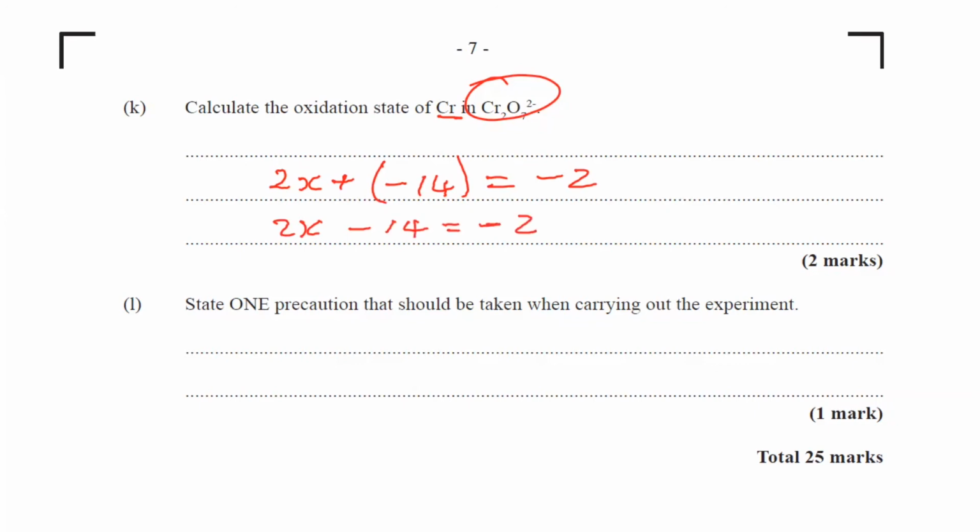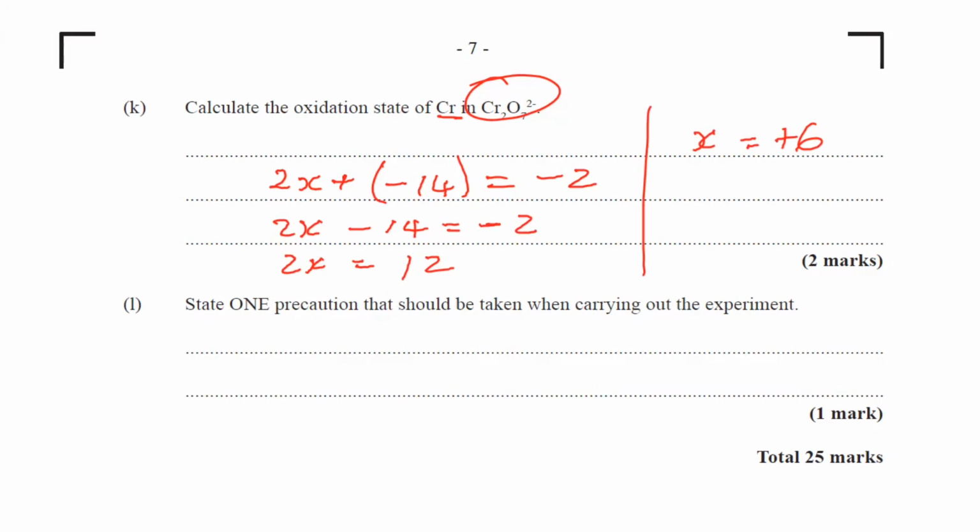So we're going to put all the like terms together, and when we do that, we add 14 to both sides. When we add 14 to both sides, we end up with 2x equal to -2 plus 14 on the right side, which gives us 12. On the left side, -14 plus 14 gives us 0. So we're left with 2x equal to 12. If 2x is equal to 12, then it follows that x is equal to 6, positive 6, plus 6. That's the oxidation state.